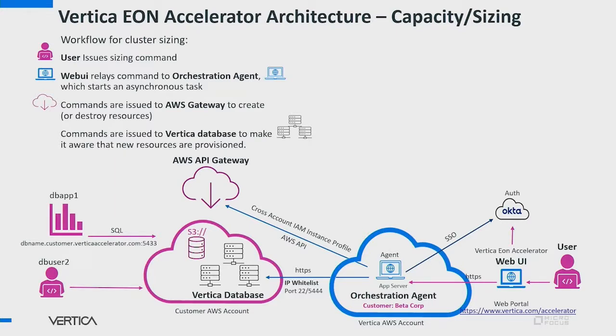As a user on the right-hand side, you will authenticate into the web UI, and your request to increase the cluster size will be relayed to the orchestration agent, which would then issue a command to the Amazon AWS API gateway through the cross-account IAM instance profile to create more database nodes. Once those nodes have been provisioned and we get a response from the API gateway, we will then issue a command over HTTPS across to your Vertica cluster on port 5444. And this command would add those resources into your database, and you will get extra capacity.